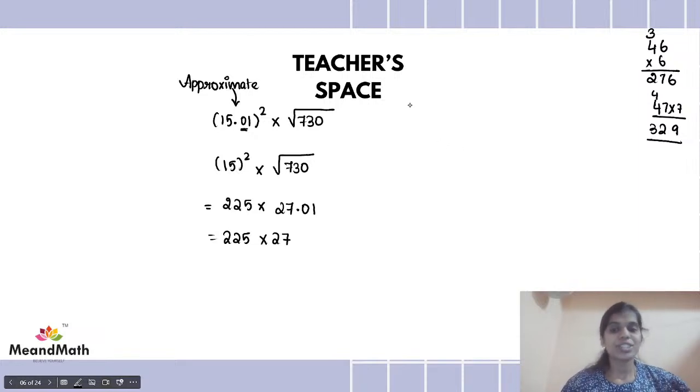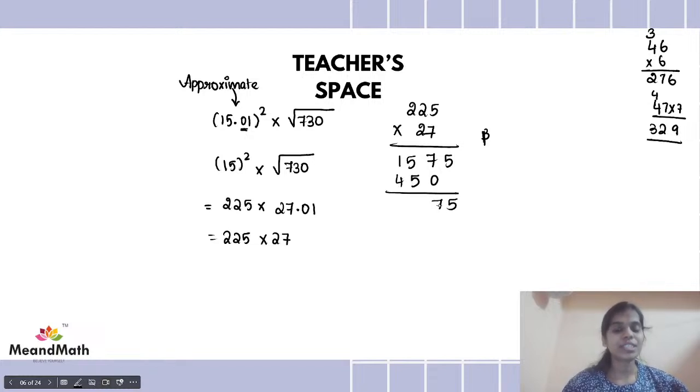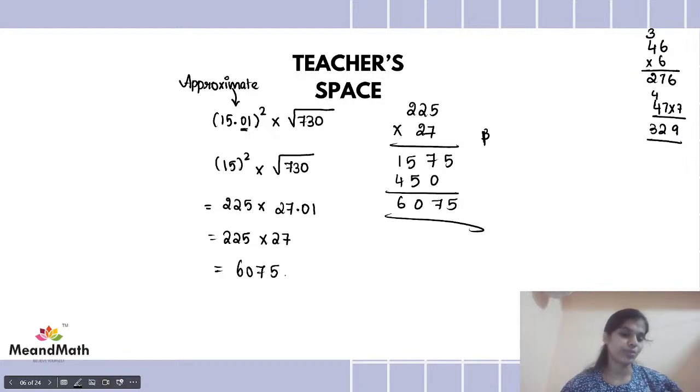Okay, my dear ones. So, 225 times 27. 7 times 5 is 35, remaining 3. 7 times 2 is 14 plus 3, 17, remaining 1. 7 times 2 is 14 plus 1, 15. 5 times 2 is 10. 2 times 2 is 4 plus 1, 5. 2 times 2 is 4 again. 5, 7, 0, 6. So, what is the right answer? The right answer is 6075. Check with your calculation, my dear ones.